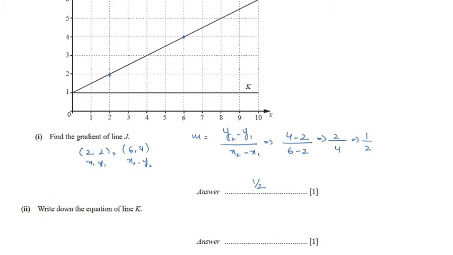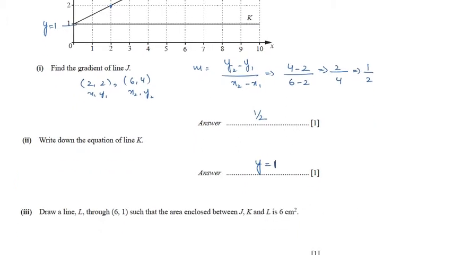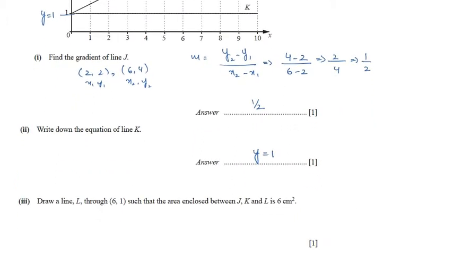Then write down the equation of the line K. As we know that K is a straight horizontal line passing through y equals 1, it means the equation of this line is y is equal to 1. So the equation of line K is y is equal to 1. Now let's see the next part. Here they are saying draw a line L through 6, 1 such that the area enclosed between J, K and L is 6 centimeters square.